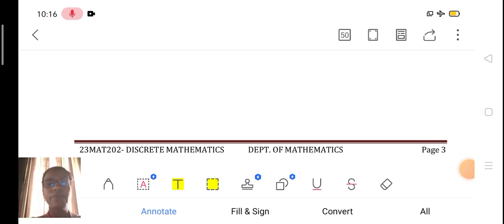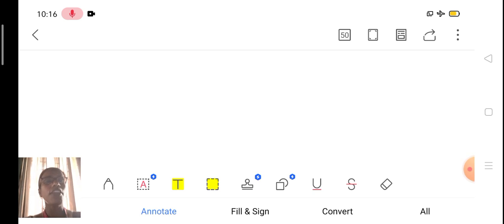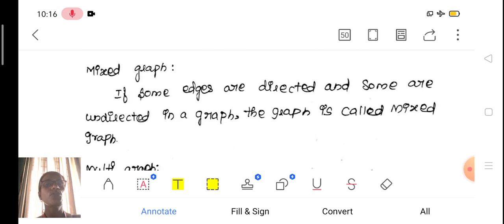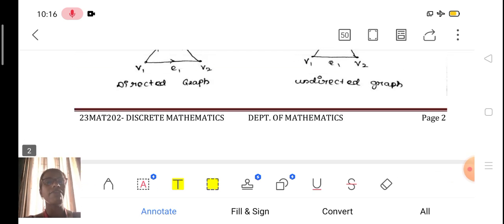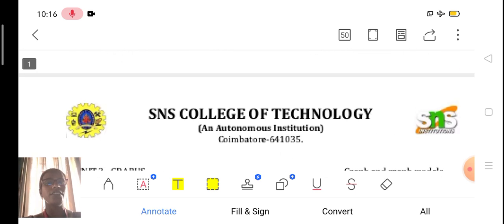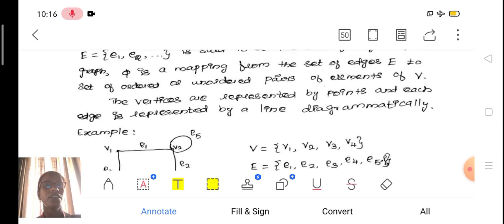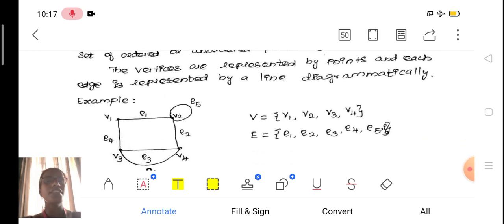So what are the things we saw today? We can recall all the definitions. First, we have the graph. Now you can see the graph. Now tell me, what is self loop? Self loop is nothing but the starting and ending vertex being the same. So that is called self loop. Here E5 is the self loop.